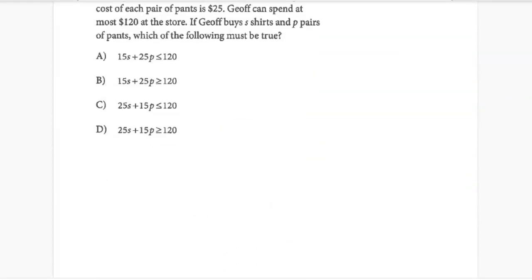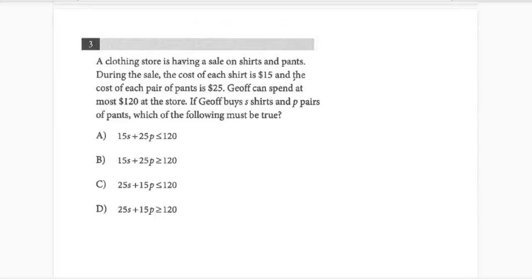All right, scrolling down to number 3. Looks like we have an inequality, some sort of story problem here. A clothing store is having a sale on shirts and pants. S is shirts, P is pants. During the sale, the cost of each shirt is $15. So $15 times every shirt, plus $25 times every pant. Just that right there, notice I can eliminate this part and this part because they have the wrong numbers on the wrong variables. So right now I'm down to a 50-50.